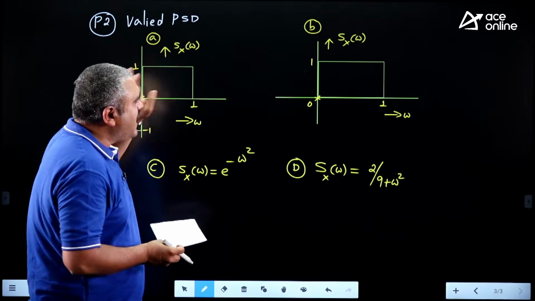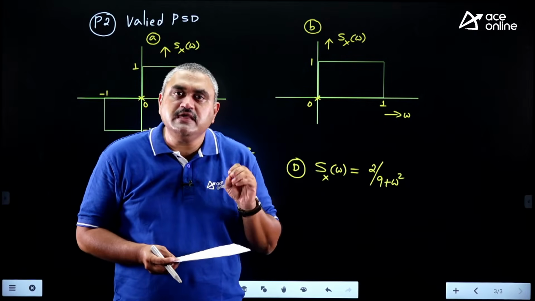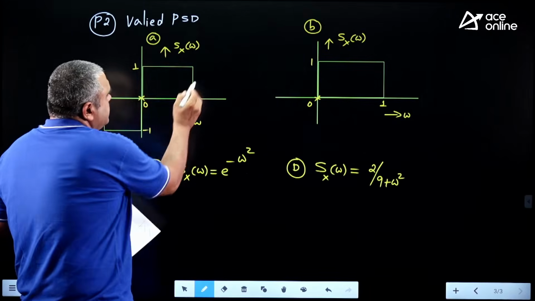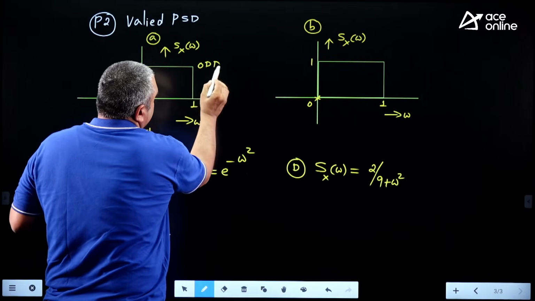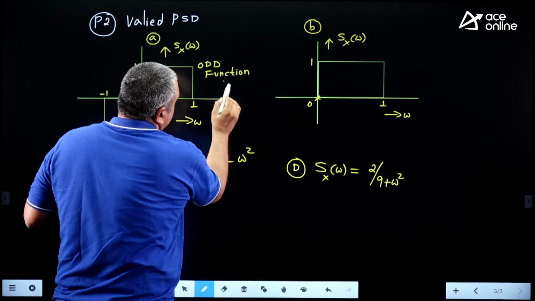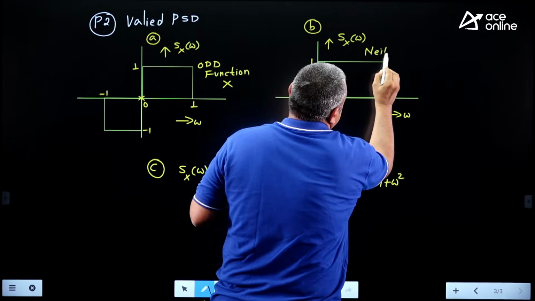Now which one is a valid power spectral density? You know, the first property of power spectral density is that it is an even function. So the first one you can eliminate, it is representing an odd signal. So simply you can eliminate it. And the second one, you can see this is neither even nor odd.